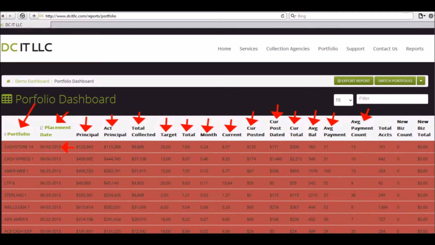Next is the total accounts column. This shows you how many accounts you have in your portfolio. Next is the new business count column. This shows you how many accounts you still have in new business.